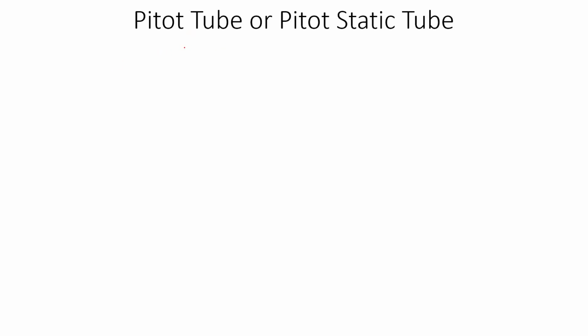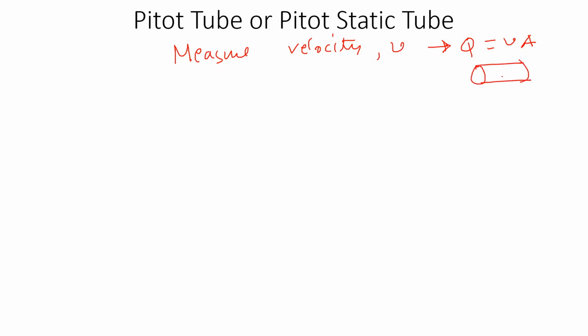So the Pitot tube is used basically first to measure the velocity. It measures velocity and then we can convert it to flow, because we know the equation: flow rate is velocity times the cross-sectional area of the pipe where the flow is happening. So if we know the velocity of the fluid and the cross-sectional area, then we can calculate the flow rate.